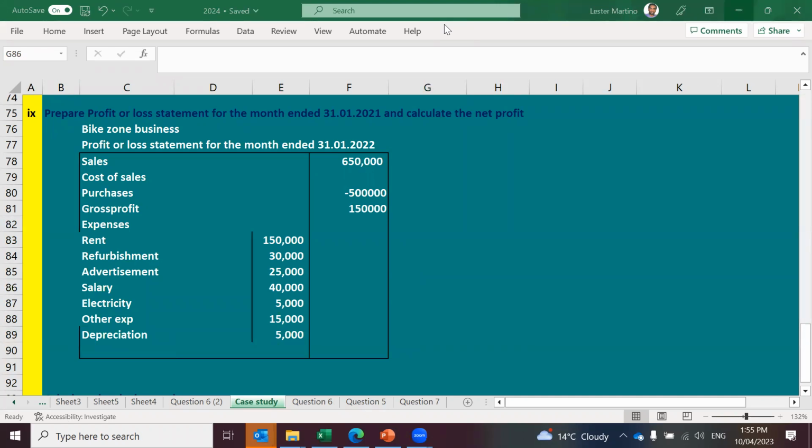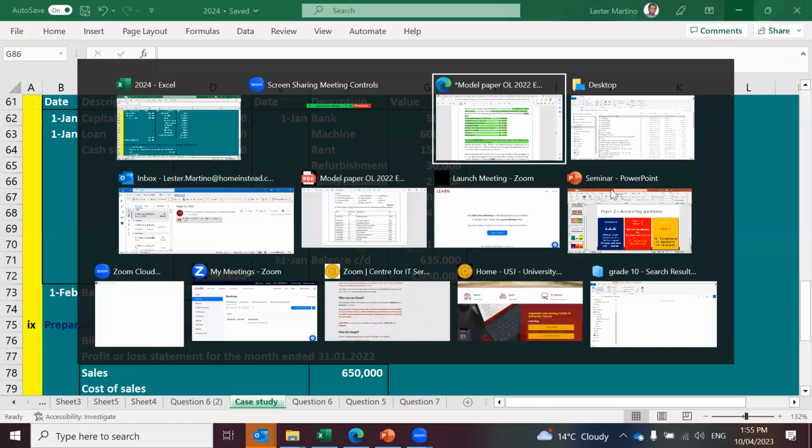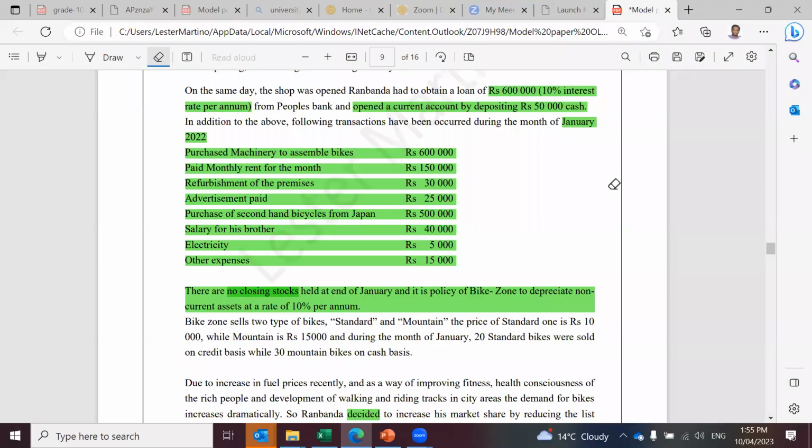Someone is asking a question. We haven't included the loan interest for the month in the cash book. Have they mentioned whether they have paid or not? I'm asking the question from you.